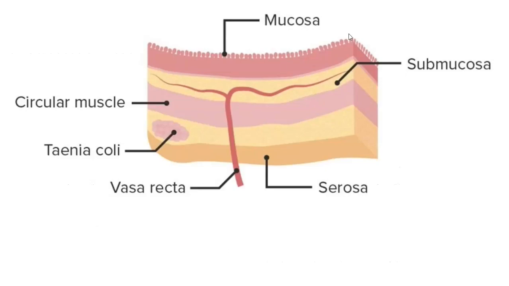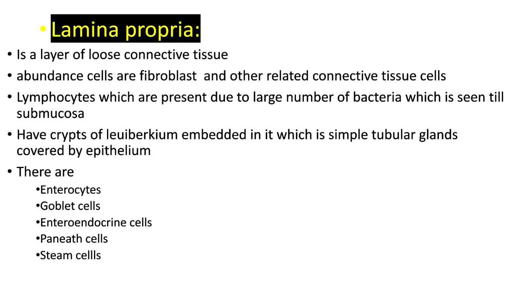As you can see here, this is the mucosa, the submucosa, the circular muscle layer, and these are the taenia coli, these are the vasa recta, and the last one is the serosa. The lamina propria is a loose connective tissue layer, where the abundant cells are fibroblasts. Lymphocytes are present due to the large number of bacteria, seen here till the submucosa. It has the crypts of Lieberkühn embedded in it, which are simple tubular glands covered by the epithelium.